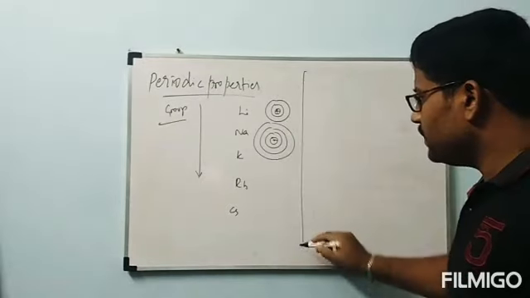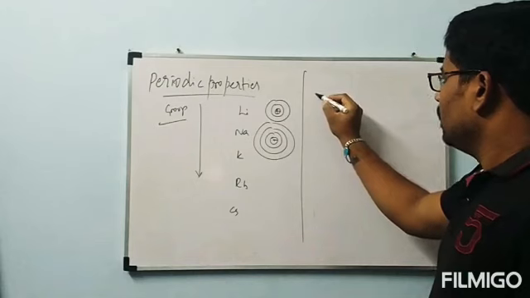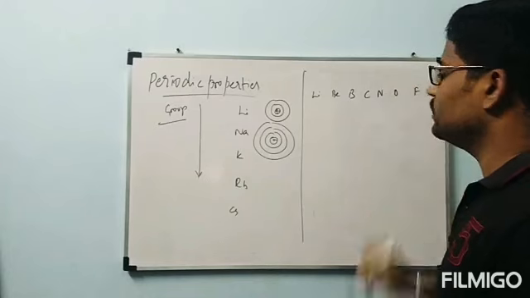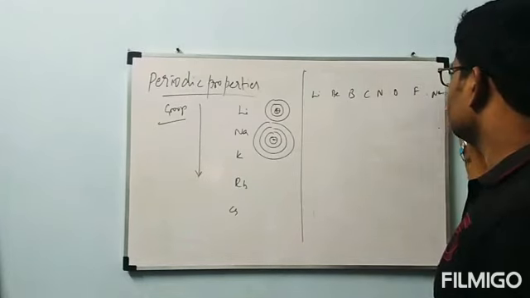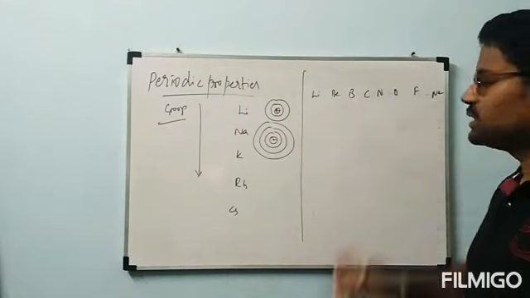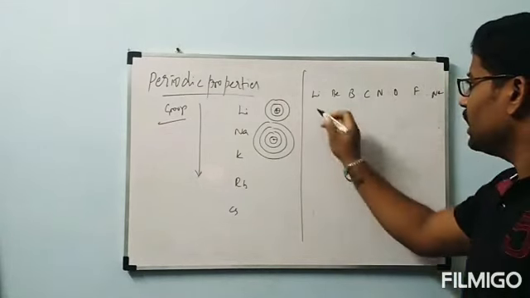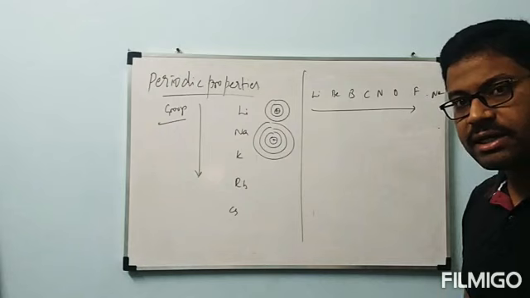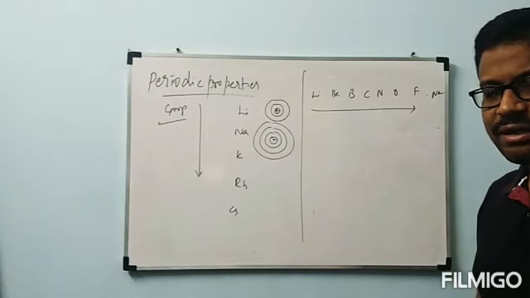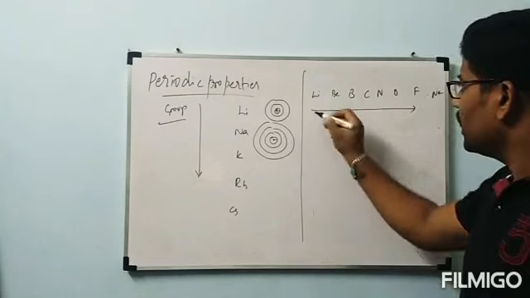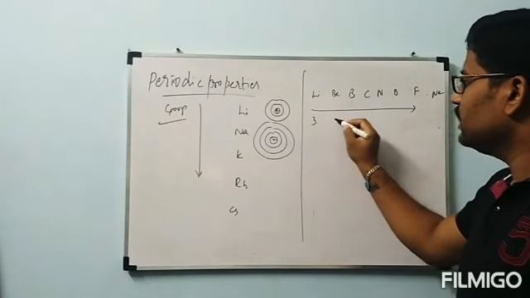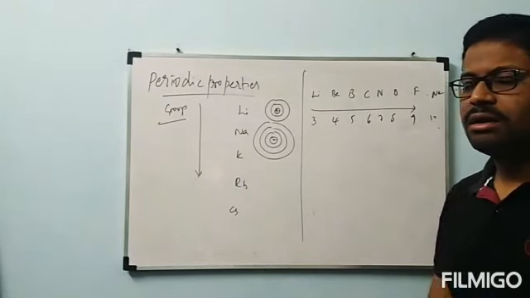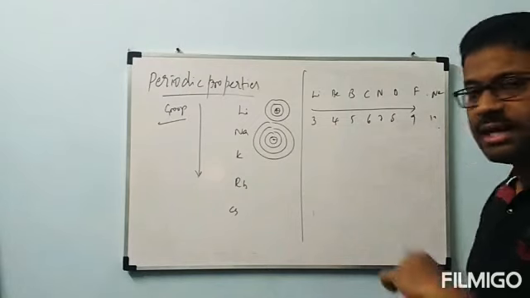And next, coming to periods. Lithium, beryllium, boron, carbon, nitrogen, oxygen, fluorine. We can consider neon also. Now, what about this period? Atomic radius in a period: left to right, atomic radius decreases. This is the reason why atomic radius is affected. Left to right, what happens? Atomic number goes 3, 4, 5, 6, 7, 8, 9, 10. Atomic number increases.